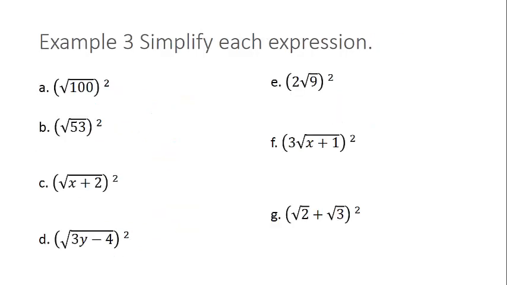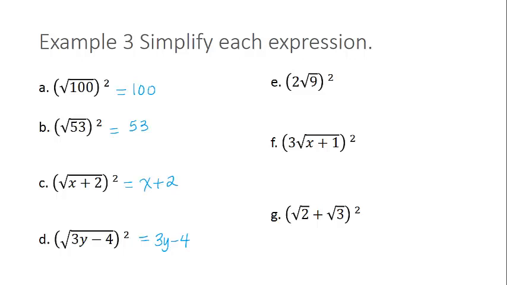Here's some examples just to enforce that. Again, the square root of 100 squared, I don't really have to think of the square root of 100 as 10 because squaring the square root just gives me what is inside. So I get 100. The square root of 53 all squared, squaring undoes the square root to just give me 53. The square root of x plus 2 squared is just x plus 2. The square root of 3y minus 4 squared is 3y minus 4. So again, we're thinking of the square undoes the square root to just give us what was inside.